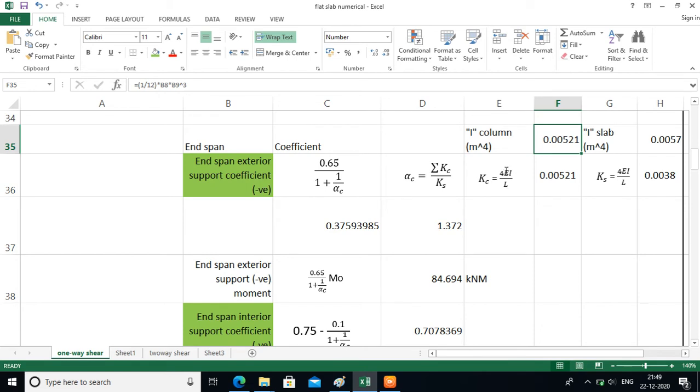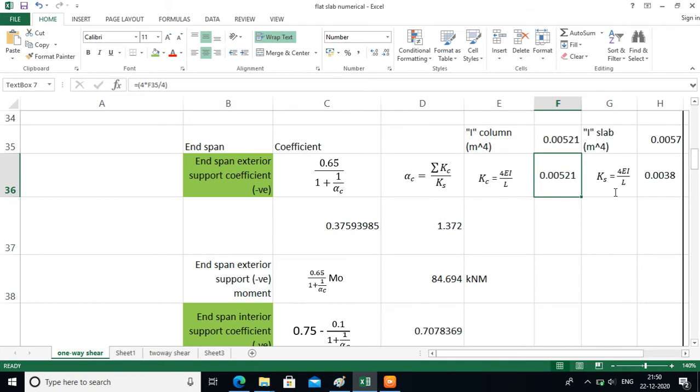E we are going to keep as it is, and L is the length of column. So in the given data we assume that the length of column is 4 meter. So with the help of all these data we'll get the value of Kc. When we put all that data over here, E we are going to keep as it is, so this value of Kc is in terms of E. Okay, so 4 into I divided by 4, that calculation gives us the value 0.00512. Already I have used the direct formulas, so no need to do the calculations manually. So it will save our time.